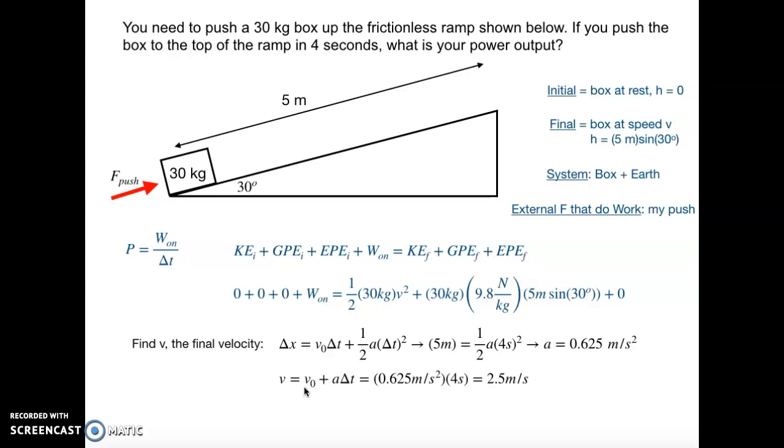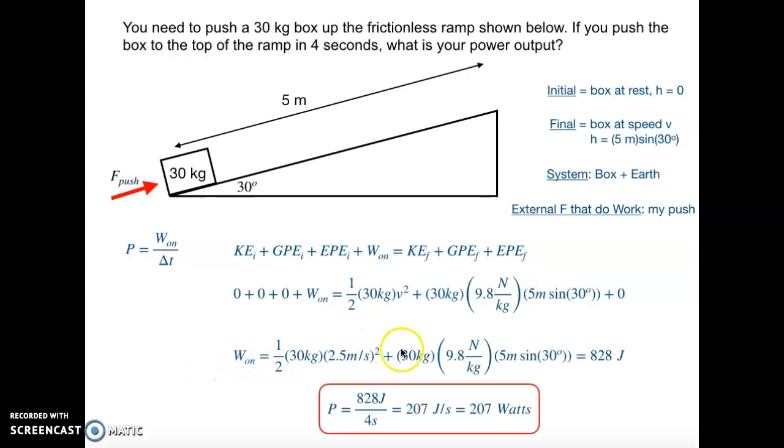Initial velocity is 0, so the final velocity is our acceleration times the 4 seconds that the box accelerates for, giving us a final speed of 2.5 meters per second that we can plug back into our conservation of energy equation.